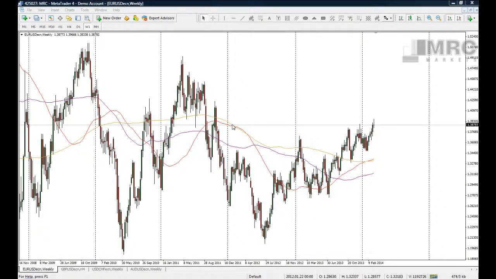What we'll do today is go through some technical analysis on Euro dollar, cable, dollar Swiss and Aussie. Just going to review what's been going on in the markets this week and give some sort of outlook for next week.